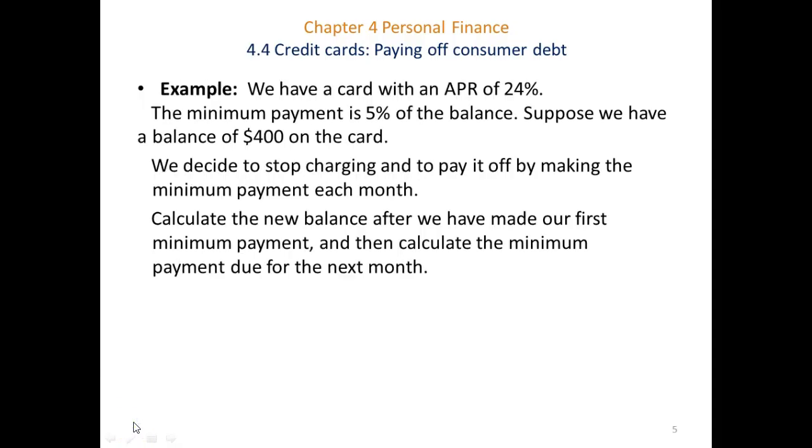Example. We have a card with an APR of 24%. The minimum payment is 5% of the balance. Suppose we have a balance of $400 on the card. We decide to stop charging and pay it off by making the minimum payment each month. Calculate the new balance after we have made our first minimum payment, and then calculate the minimum payment due for the next month.